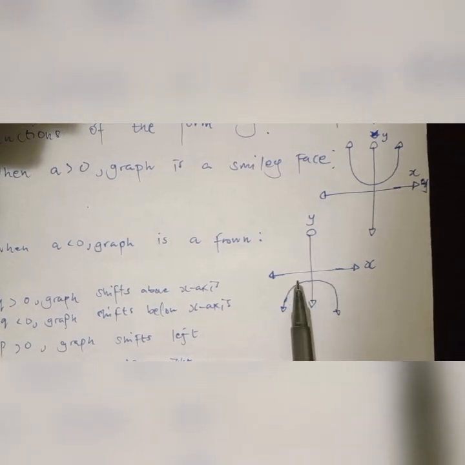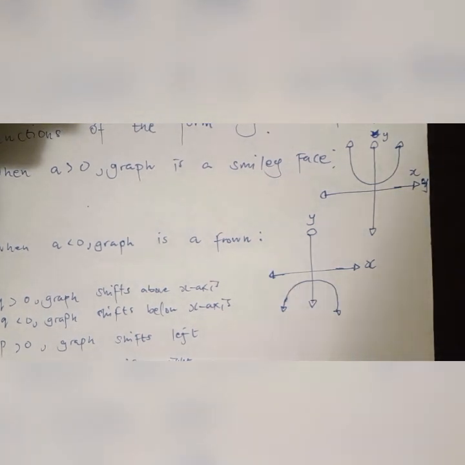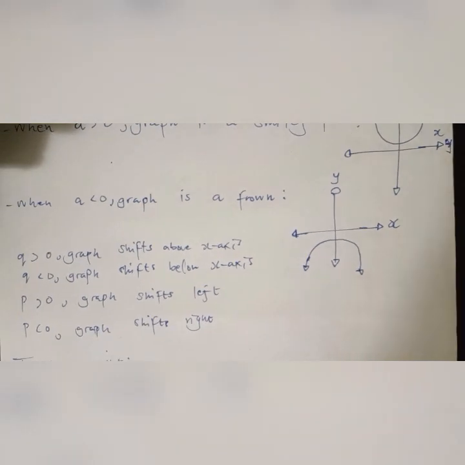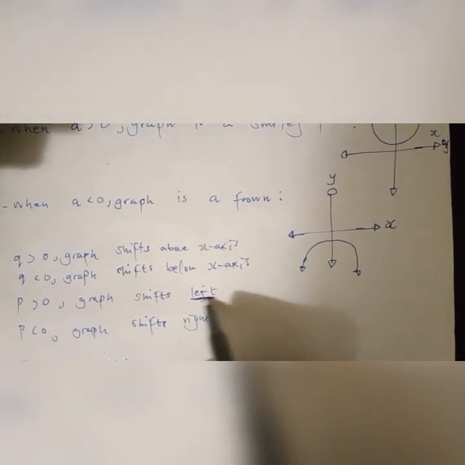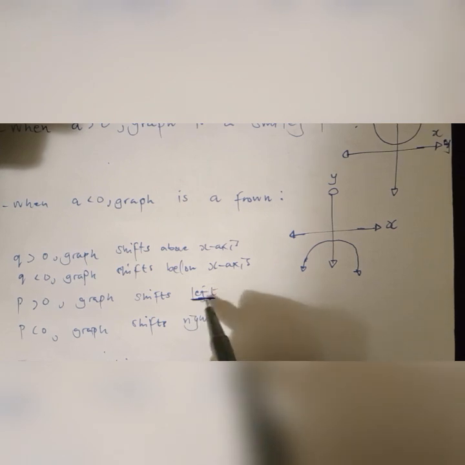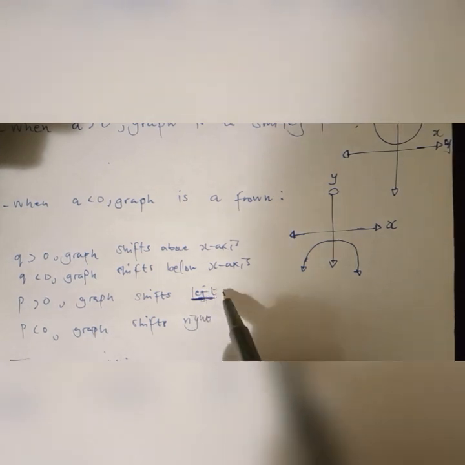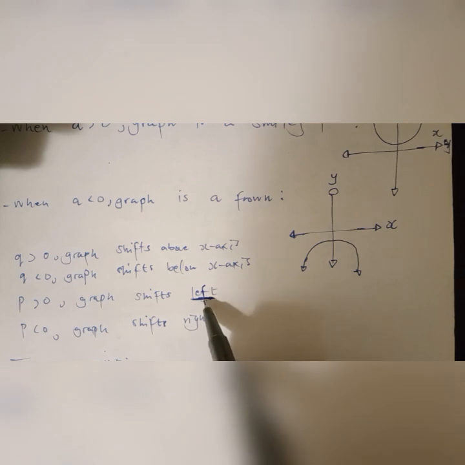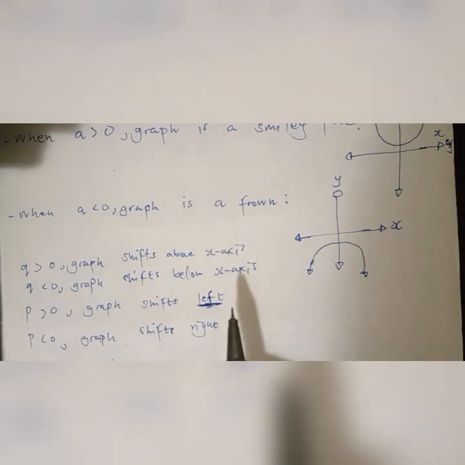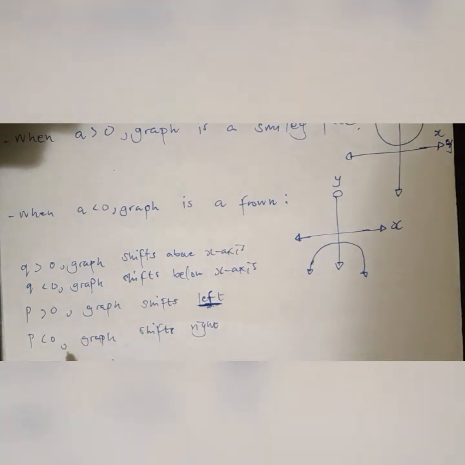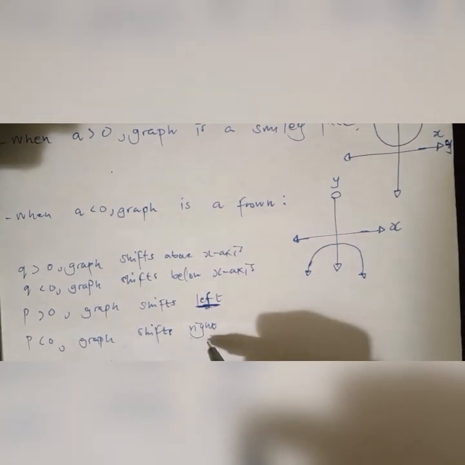That means q is negative. Okay, let's move on to the parameter p. Parameter p, when p is greater than 0, the graph shifts left. You must catch this. You must have this at the back of your head. You must make sure you know this, because a mistake in this messes up everything, and you're going to lose a lot of marks in the exam. So you must make sure that you have this at the back of your head. Now when p is less than 0, the graph shifts right. Okay, the graph shifts right.